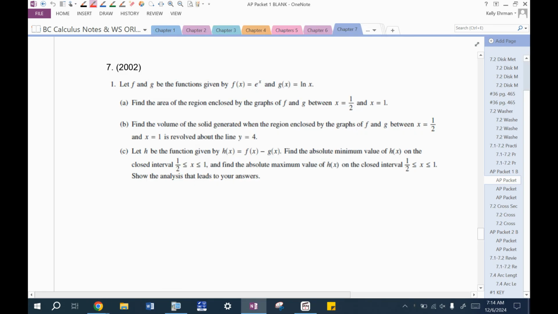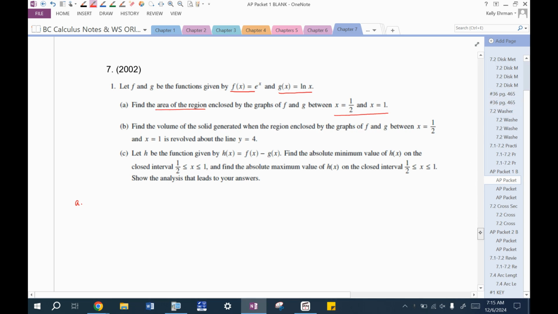All right, these are the last two problems in AP packet number 1. Let f and g be functions given by f of x equals e to the x and g of x equals natural log of x. Find the area of the region enclosed by the graphs of f and g between x equals 1/2 and x equals 1. So part A, we should graph these things.